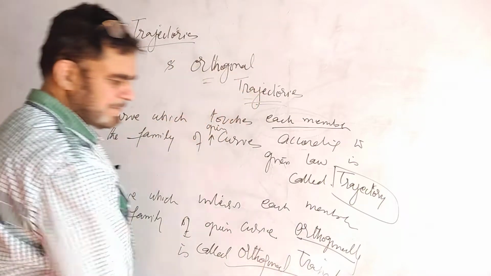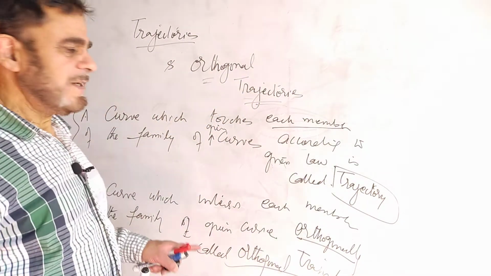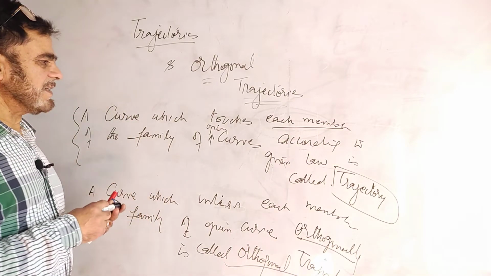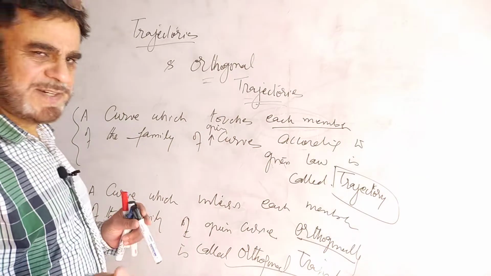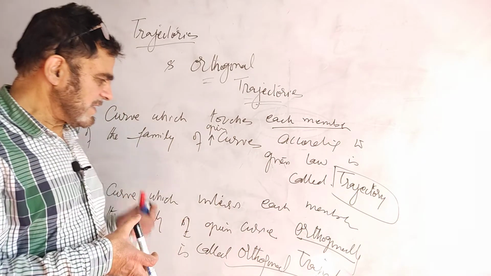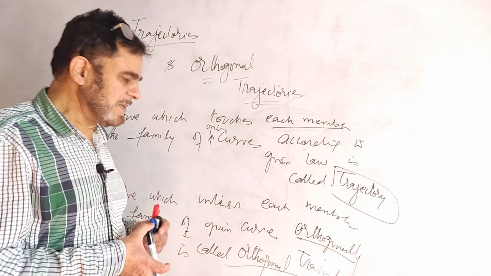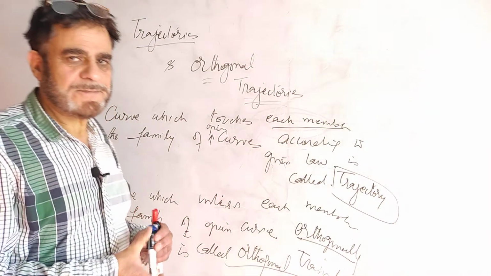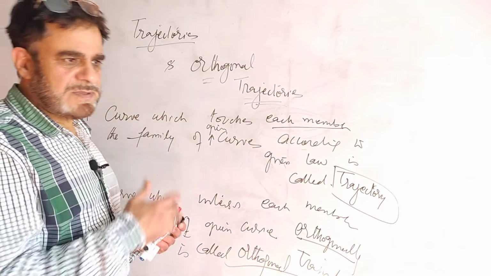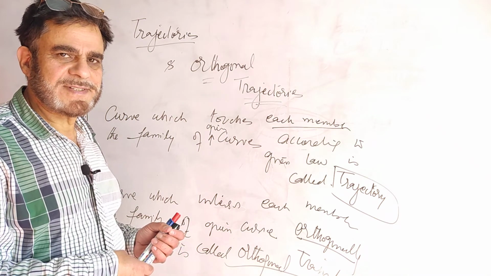This is the definition. It is called orthogonal trajectory. If a curve touches or intersects each member of the family of the curve according to a given law, it is simply a trajectory. If the curve intersects each member of the family of given curves orthogonally, perpendicularly, that will be called orthogonal trajectory. Now, the question the student posed was why we use the concept of differential equations there.